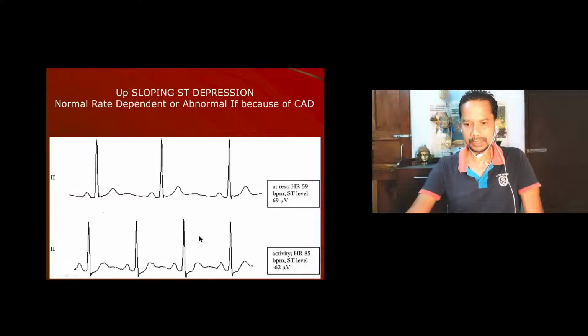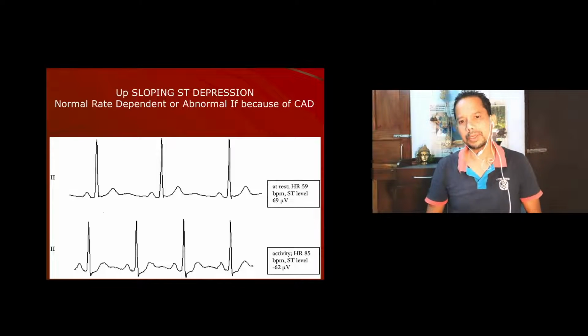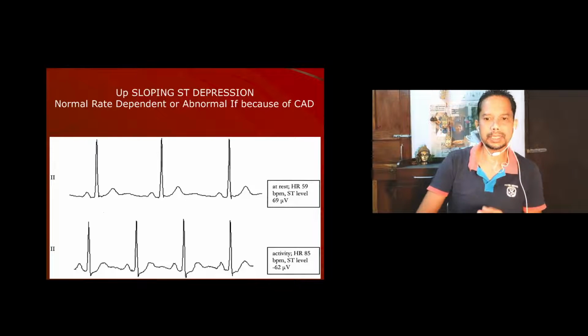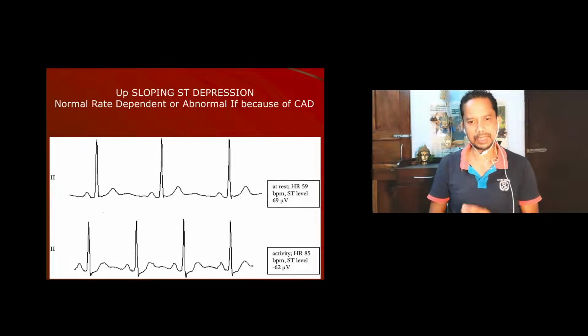Sometimes we call this rate dependent changes. Supposing the first heart rate was, let us say, 100, and then we did a second ECG, and let's say in the second ECG the heart rate is around 140, then ST might look a little depressed. In that case you should not comment definitively on ischemia. You can just say there is rate dependent STT change, and once the heart rate has become normal, we will re-evaluate or subject this patient to a treadmill.